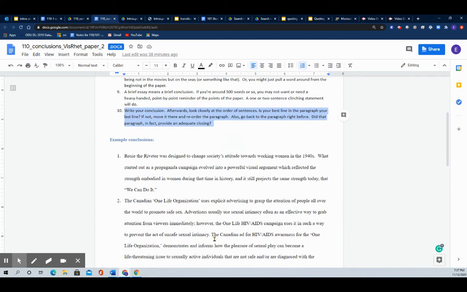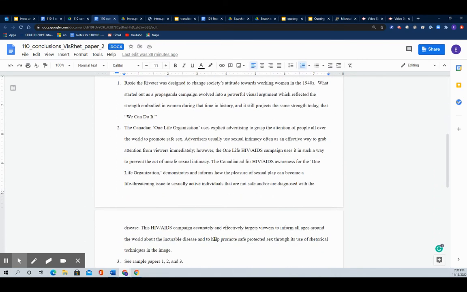Here below, I have some example conclusions. There's a couple of them here that are from sample papers that you never did see, but they're on the same one you're working on. And I also want to encourage you to go back and look at sample papers 1, 2, and 3. The best way when you're stuck writing something and you're not sure what to do, the best thing you can do, go look at the samples I give you. They're all wonderful to study and to follow those patterns.